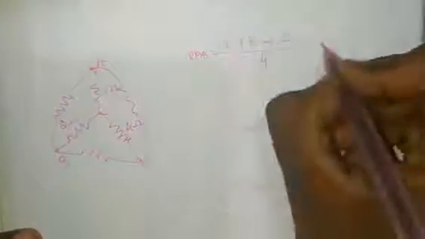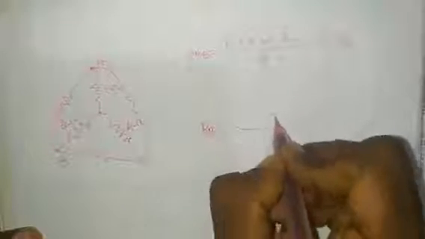The numerator terms will be sum of pair of all the 3 resistors. So 1 into 4, 4, plus 4 into 2, 8, plus 2 into 1, 2. So these terms will be coming in numerator, which is 14. So RAB will be 14 by 4. RBC will be 14 by 1.